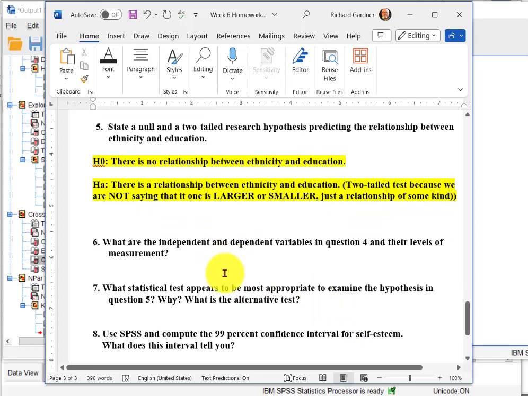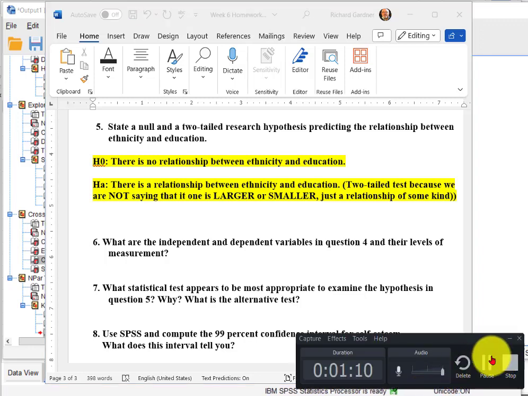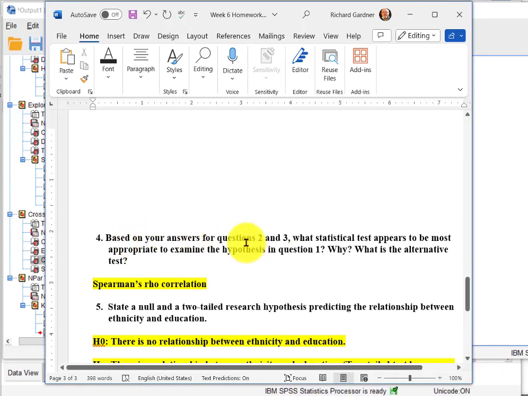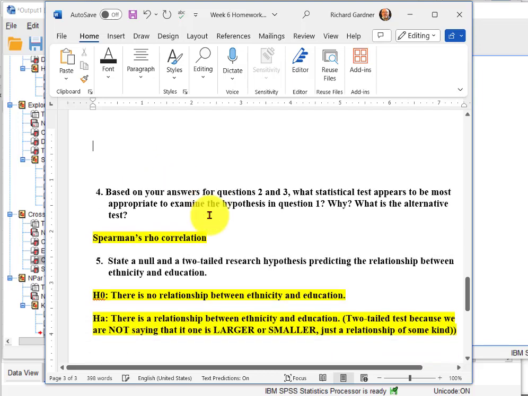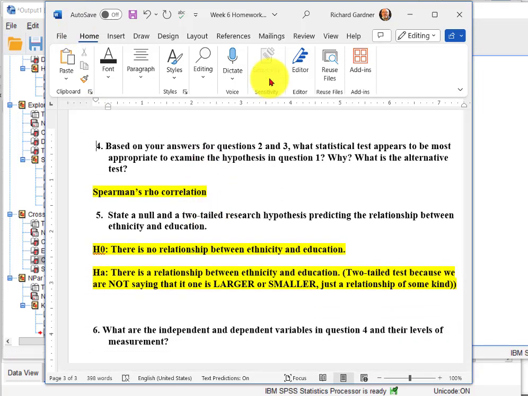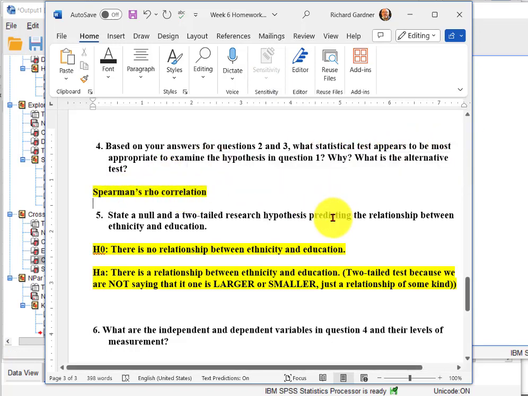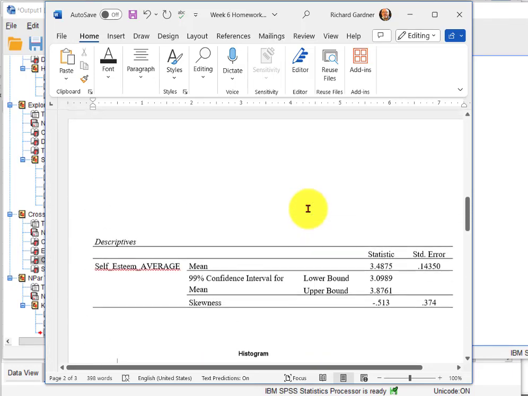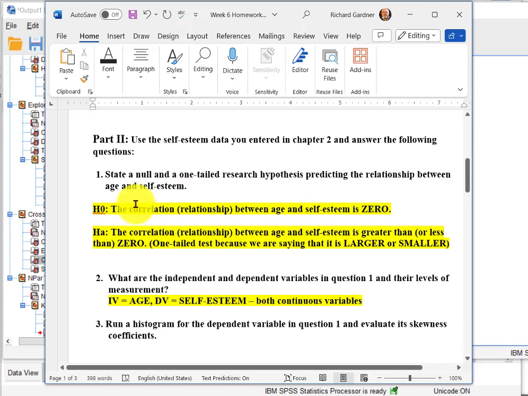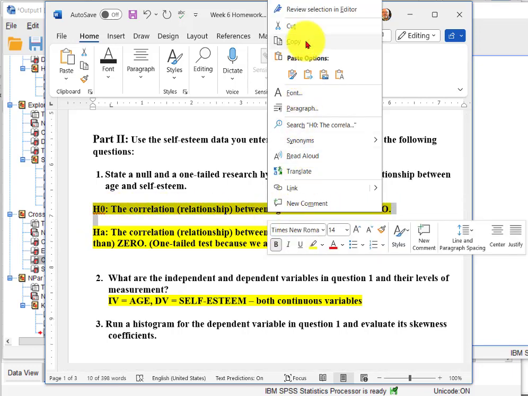What are the independent and dependent variables in question 4 and their levels of measurement? All right, here's question 4, based on questions 2 and 3. Okay, so it's a Spearman's rho. This is in question 1. So question 1 back here was between self-esteem and age. So this is the one way back from question 1. I think that's what he's asking.